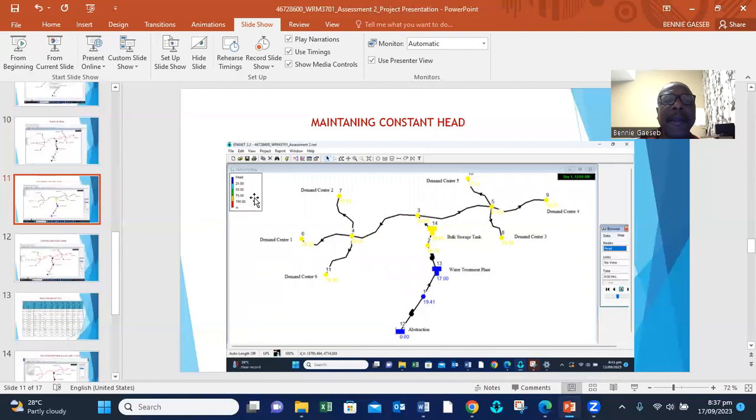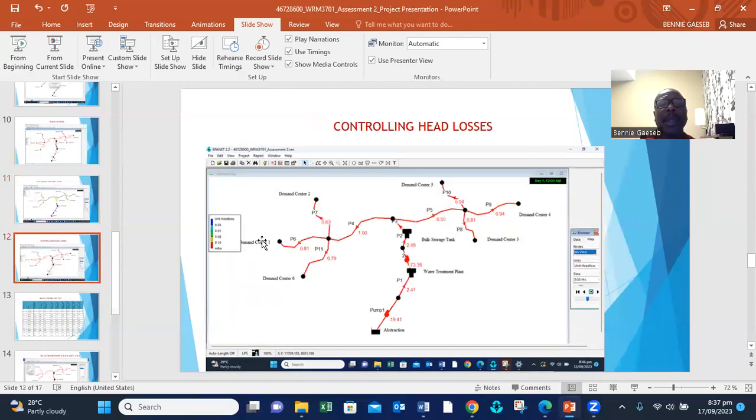Looking at the given legend here, that yellow color indicates that the head lies between 75 and 100 meters. So you can see that each node here is yellow, yellow, yellow, yellow, meaning a constant head has been achieved or maintained. Likewise, the losses within the pipes, the links, pipe 11, pipe 6, pipe 7, are also kept below 10%. As indicated here, 0.79, that is the head loss in that pipe compared with the available head from that section.